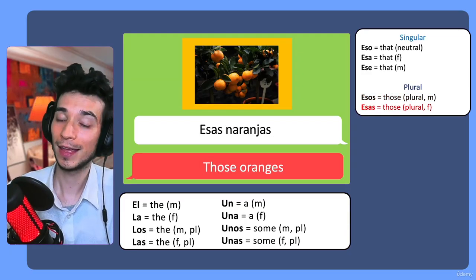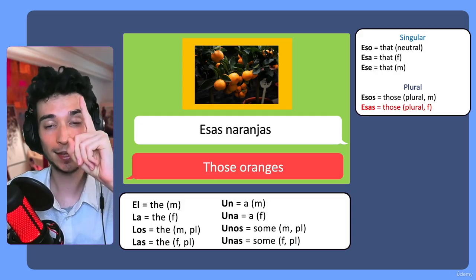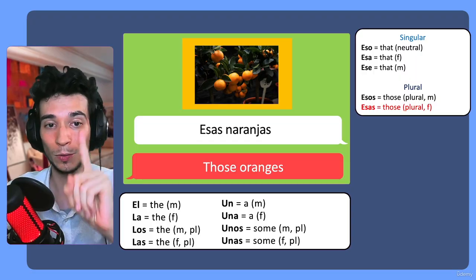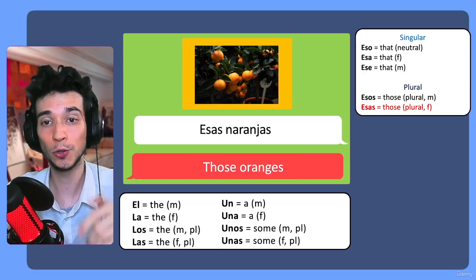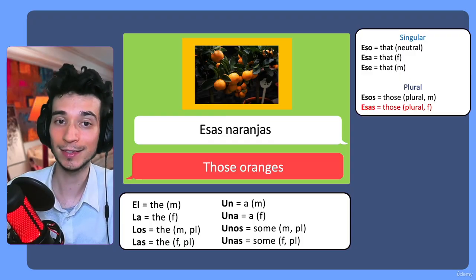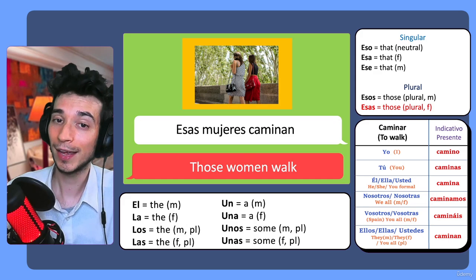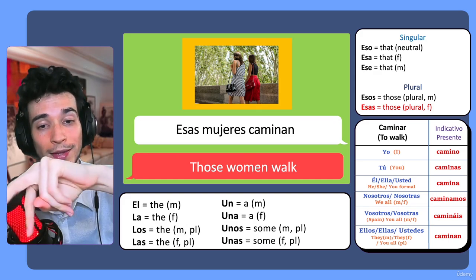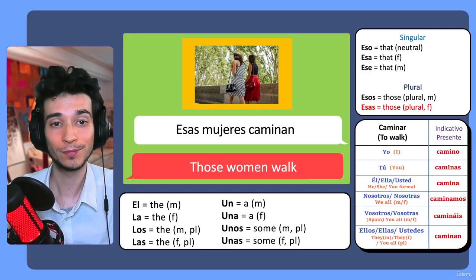The next one. Esas naranjas. Those oranges. Naranjas is female. Naranja is female. Naranjas, it's plural and female. So you can say those oranges. Esas naranjas. And another one. Esas mujeres caminan. Those women walk.